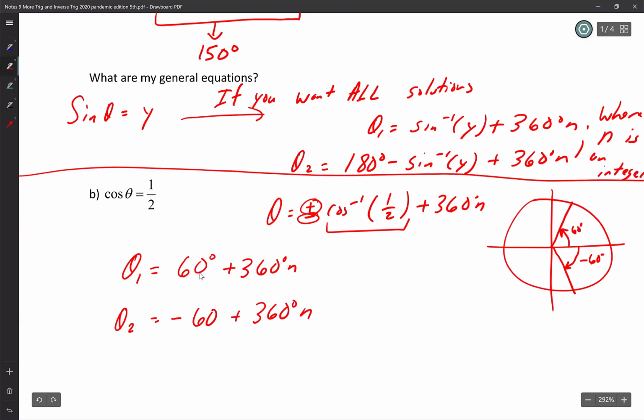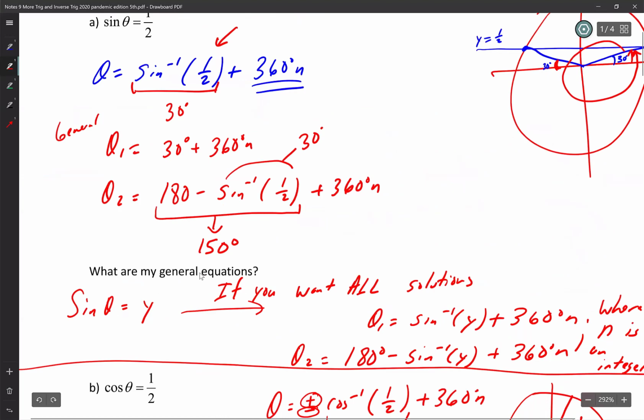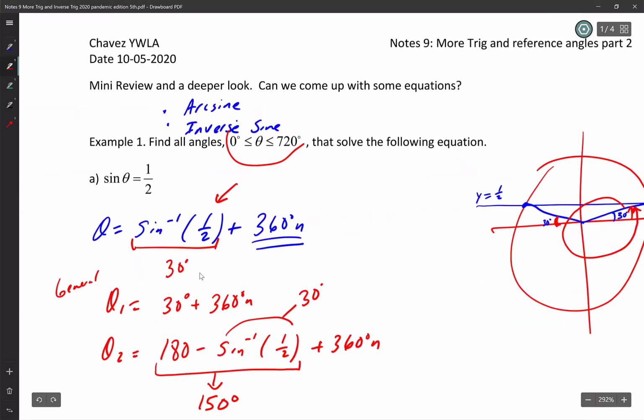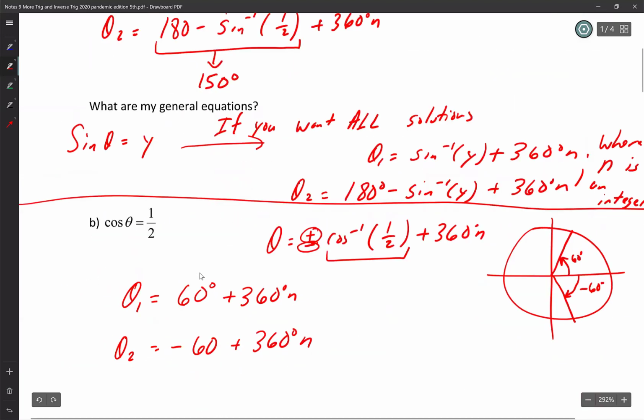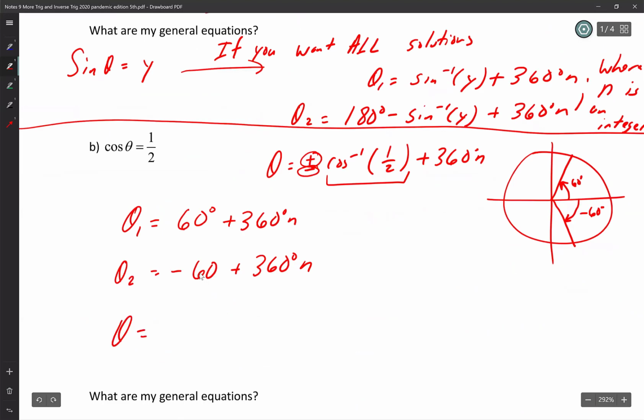Now let's see if I can get all the answers between 0 and 720 degrees. I'm going to go in order from the smallest to biggest. The very first one is going to give me 60 degrees. The next one is going to come from theta 2, and it's going to be at 300 degrees. The next one's going to be from theta 1, the 60 plus the 360.